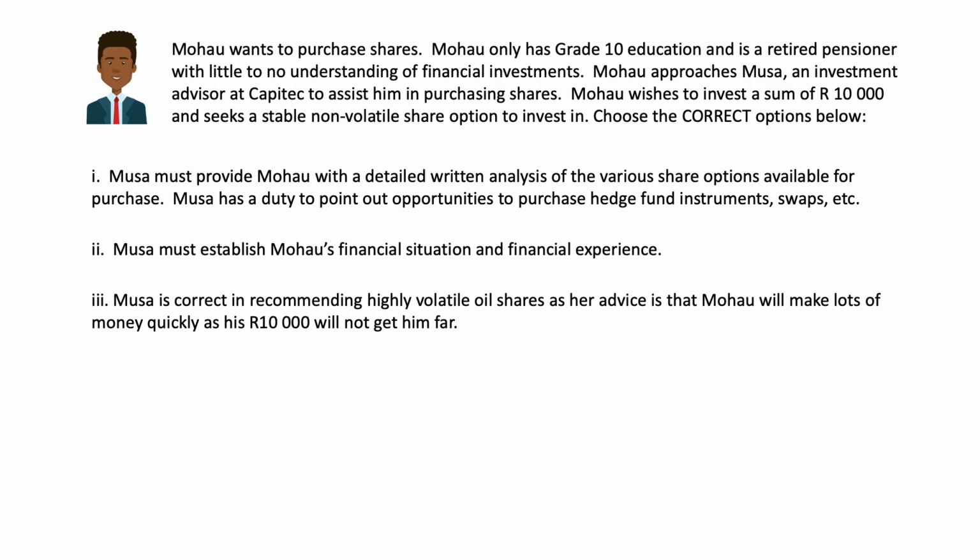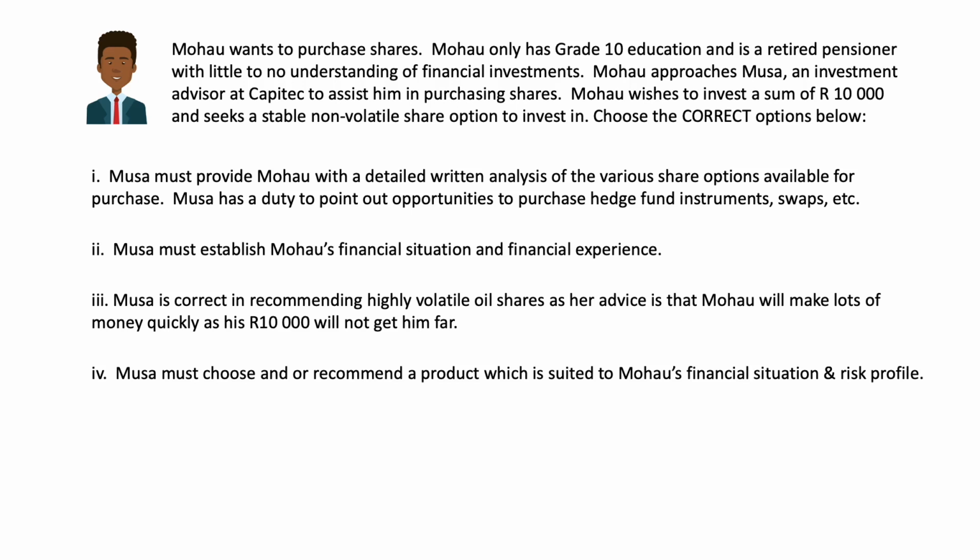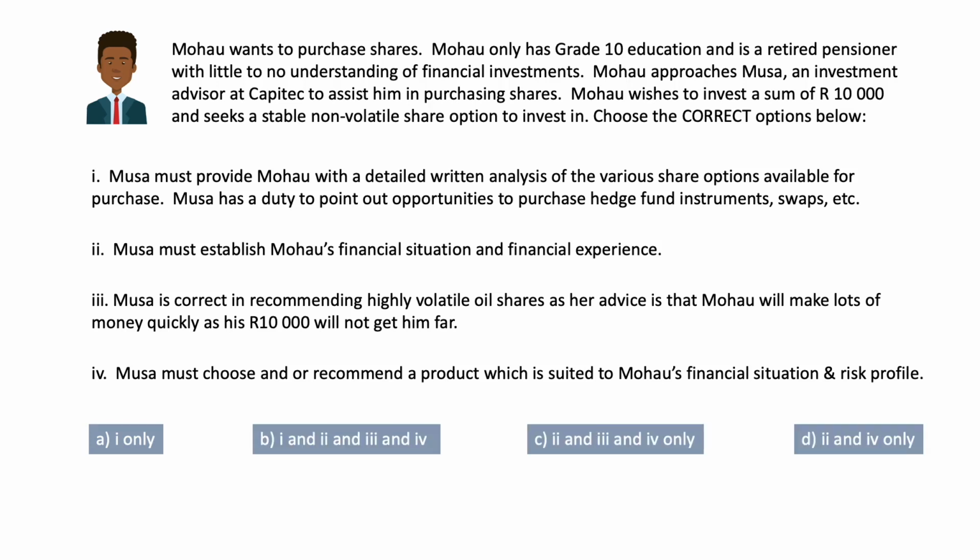3. Musa is correct in recommending highly volatile oil shares, as her advice is that Mohau will make loads of money quickly, as his 10,000 Rand will not get him far. 4. Musa must choose and/or recommend a product which is suited to Mohau's financial situation and risk profile. Choose between option A, B, C, and D. Pause the video here for a few minutes and read through the question and options provided before answering the question.